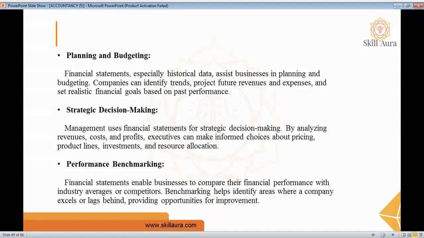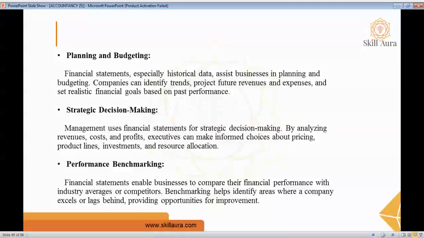The next one is strategy decision making. Here, the management uses the financial statement for strategy decision making, and it also analyzes cost, revenue, and profit. It also makes informed choices by pricing the product and product lines, investment, and other resource allocation. For this, the financial statement is very important to make a strategy decision.